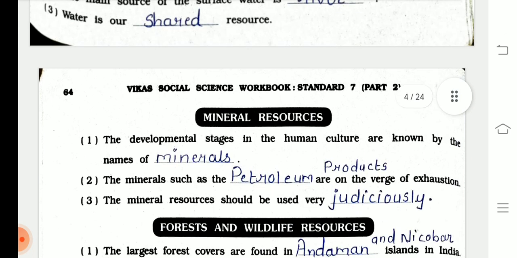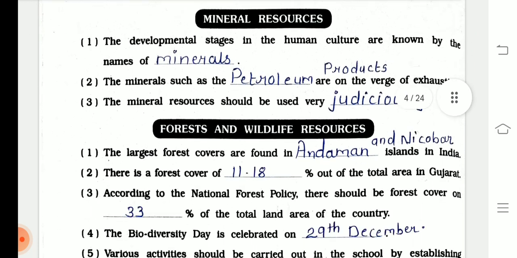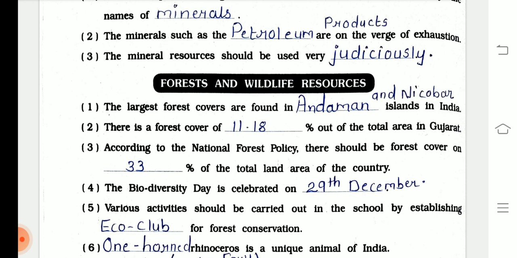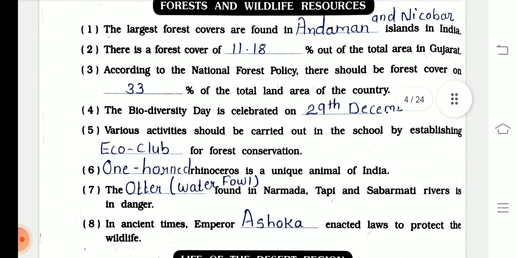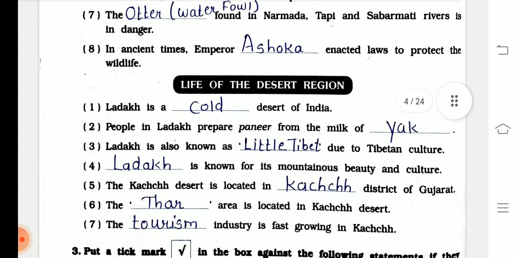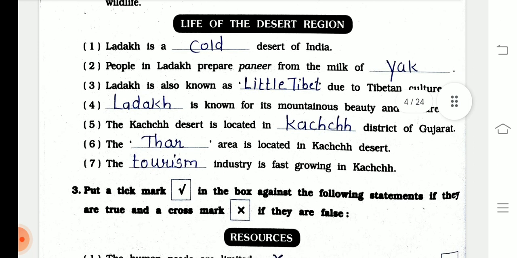Then next one is mineral, on the next page. The answers are like that: minerals, petroleum products, judiciously. The next one is here. The first one is Andaman and Nicobar, island. The second one is 11.18 ratio percentage. Then 33% and 29th December, Eco Club. Then sixth one is one horn. Then seventh one is otter, that is water flow. Eighth one is Ashoka. The next is third one, okay, little Tibet.